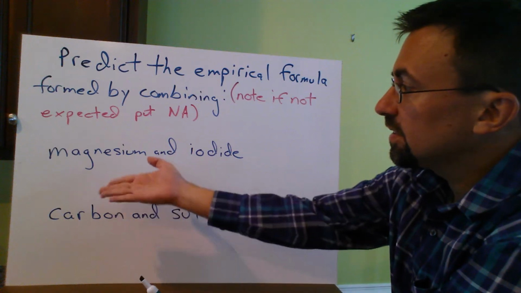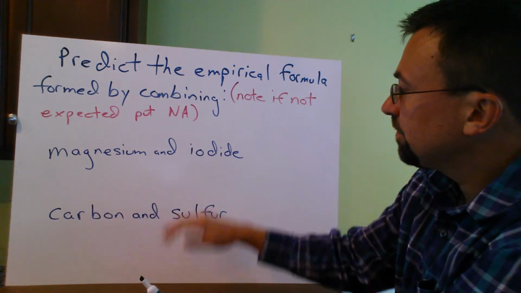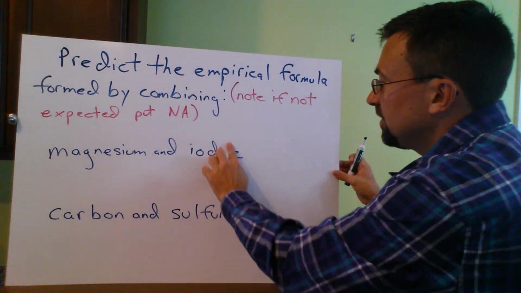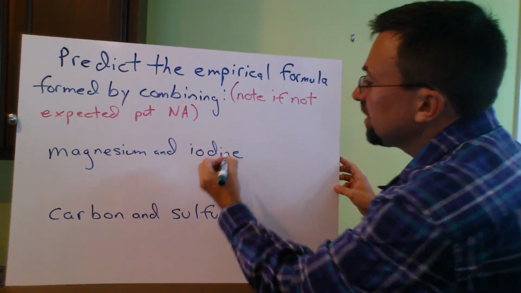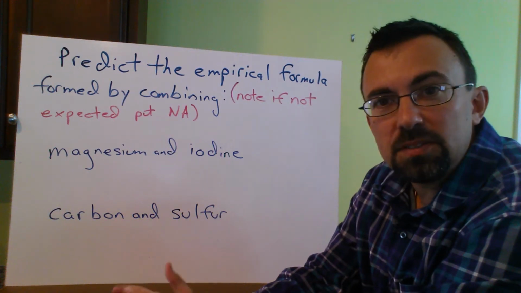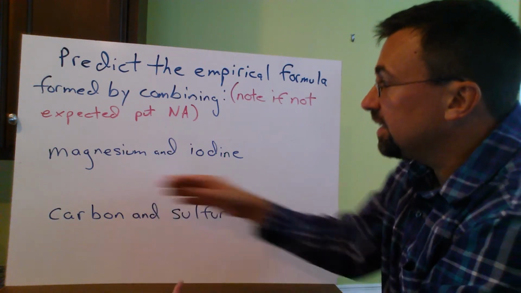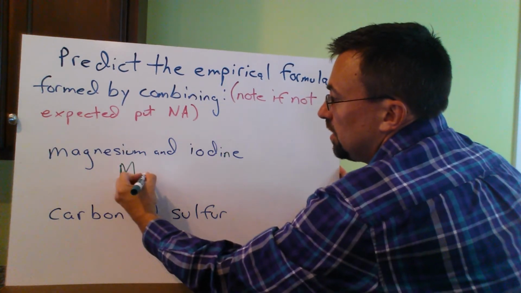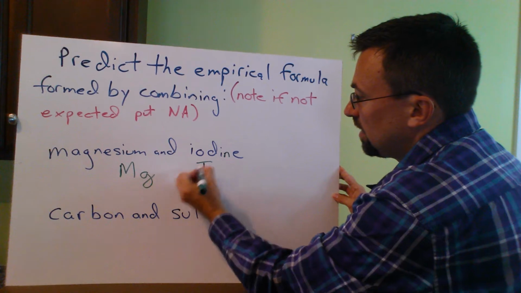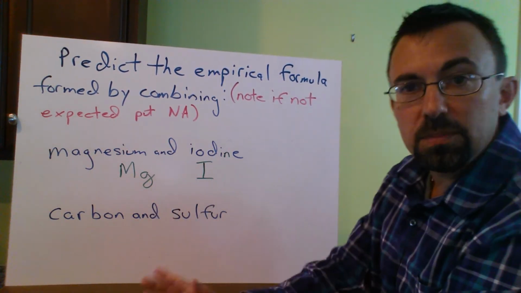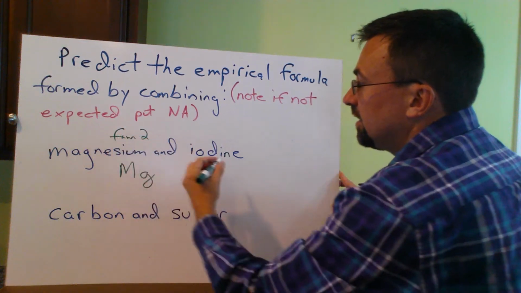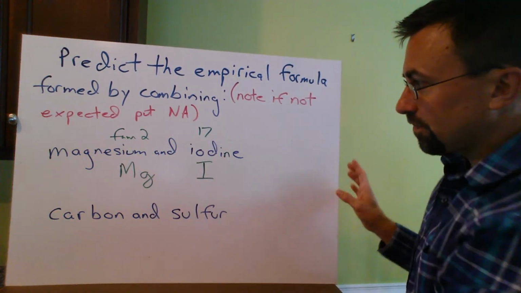All right, so let's take a simple example. We're going to combine magnesium and iodine. We haven't talked about naming yet. Magnesium and iodine. What do we expect again? Well, first thing we have to do is translate this into symbols. So magnesium we've memorized is Mg. Iodine we have memorized is I. Then we go to the periodic table and we see that this is in family 2. And this is in family 17.